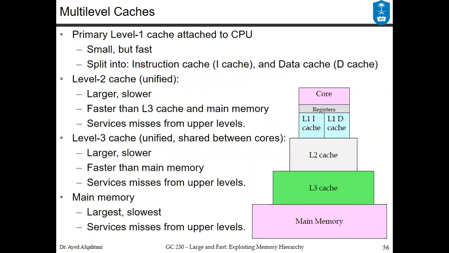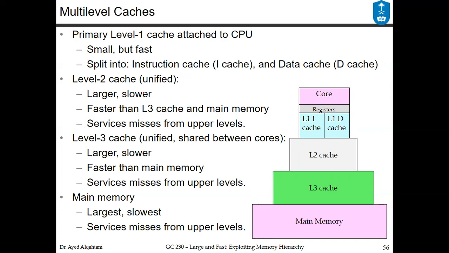Now, for multi-level caches, you have the primary level 1 cache attached to the CPU. As you can see here, we have a core system, with a CPU maybe with multiple cores. One of the cores has its registers close to it, and then you have the primary level 1 cache here. It's usually split into instruction cache and data cache, and these caches are small but fast.